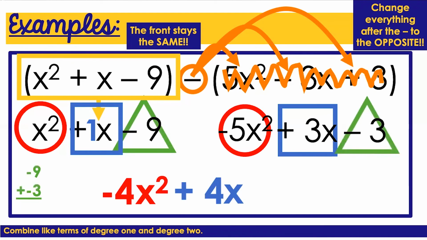Again, notice I put plus -3. Combine means to add, always have them add, so that way they don't put that double negative. And that gives us -12. So the final answer here is -4x squared plus 4x minus 12.